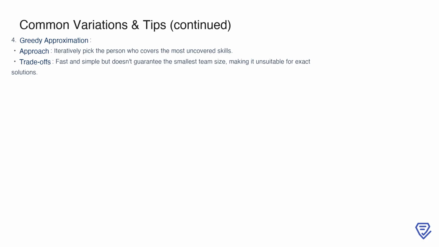Another approach worth discussing is greedy approximation. In this method, you iteratively select the person who covers the most currently uncovered skills. While this approach is fast and simple, it doesn't guarantee the smallest team size, which makes it unsuitable for exact solutions. However, it can still be useful in scenarios where an approximate solution is acceptable, or as a starting point for understanding the problem structure. Balancing these trade-offs is key to selecting the right approach for the given constraints and requirements.